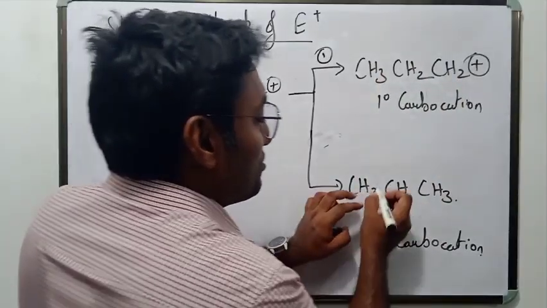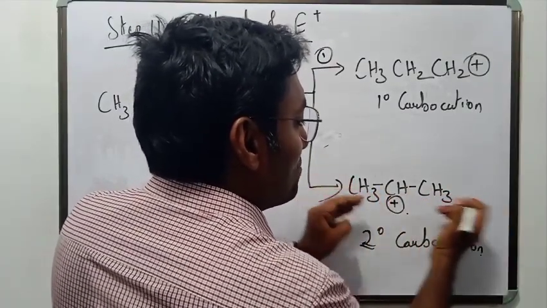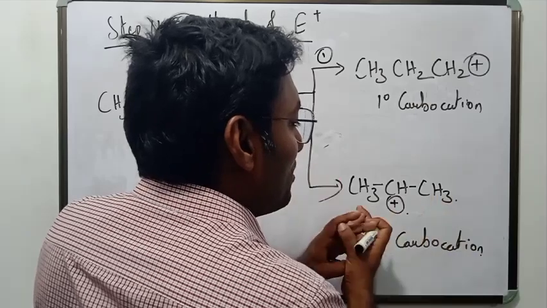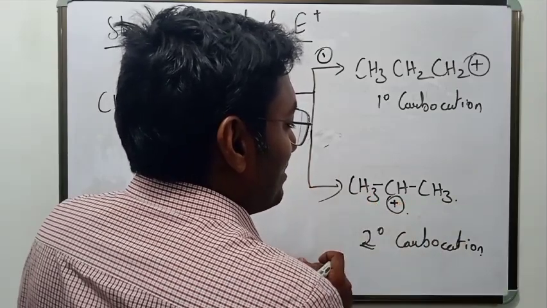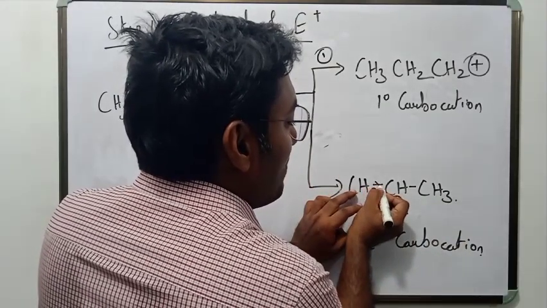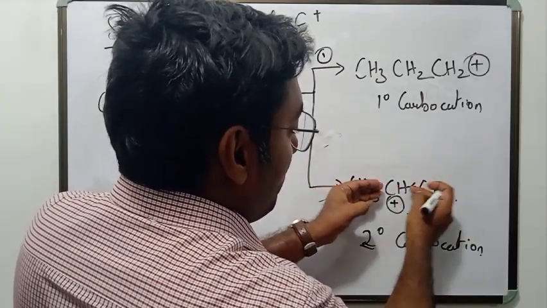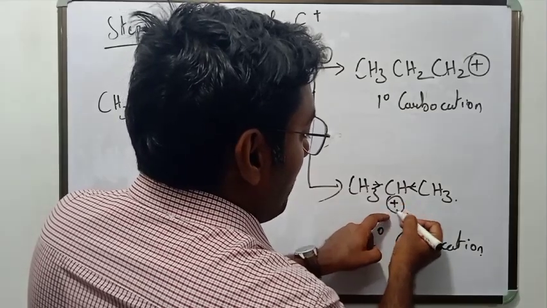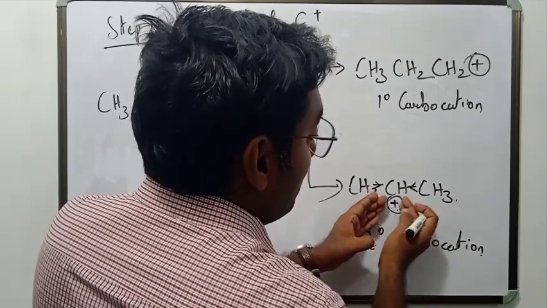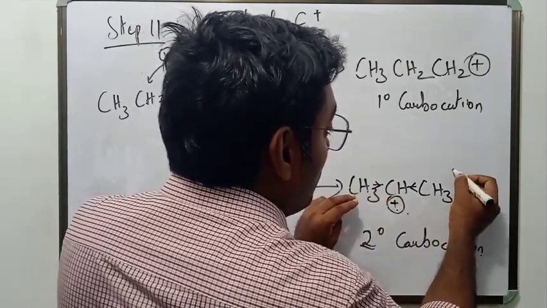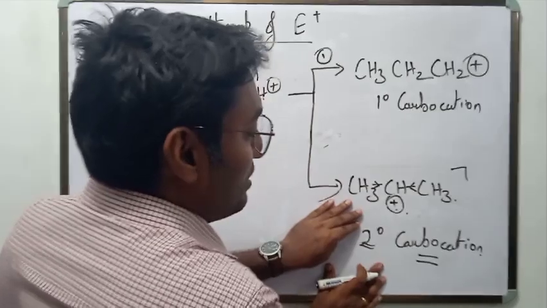And why? Because there are R groups. R groups are actually electron pumping groups. They pump electrons, they donate electrons. And there are 2 R groups on either side of the positive carbon. So what these R groups will do, they will pump the electrons, and this pumping of electrons reduces the positive sign here. It will reduce the density of the positive sign. It will reduce the magnitude of this positive sign, and that would lead to sufficient stability of the secondary carbocation.